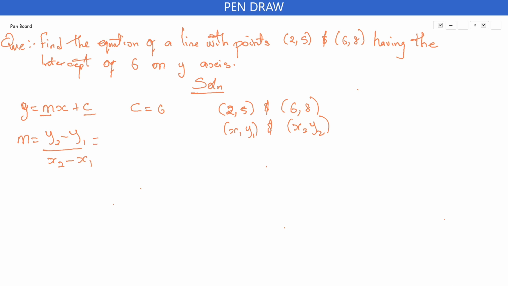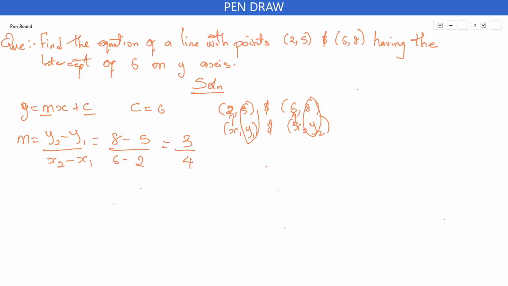So let's move on. Our y2 is 8, and our y1 is 5. Over our x2, which is 6, minus our x1, which is 2. So we have 8 minus 5 to give us 3, over 6 minus 2 to give us 4. So our slope is 3 over 4.